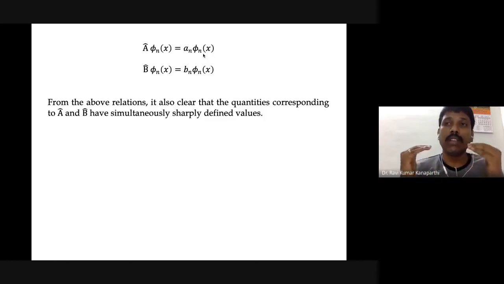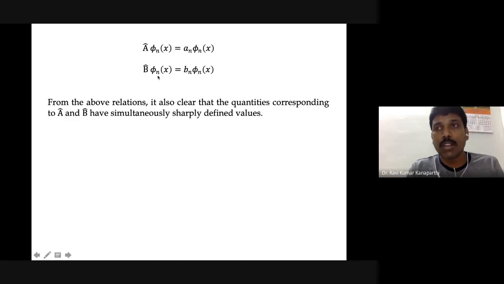In other words, they will have well-defined eigenstates. You can see that when A is operating upon the eigenfunction, you get a well-defined state. You will not have any other state which resembles the same value. Similarly, when B is operating upon the function, you are getting another value. This is what I mean by saying they simultaneously have precise or sharply defined values.